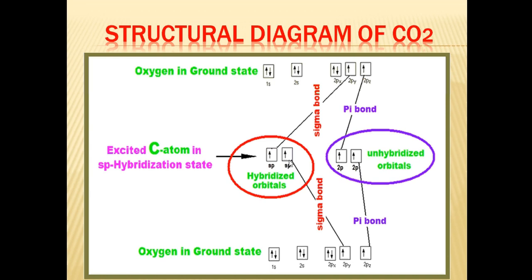Each sp hybridized orbital is overlapped with each 2py orbital of oxygen atom to form 2 sigma bonds. While the remaining unhybridized p orbitals overlapped with 2pz orbital of each oxygen to form 2 pi bonds.